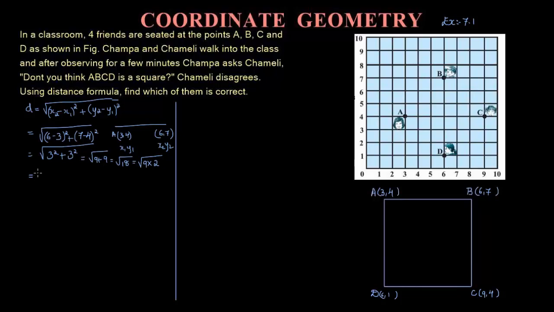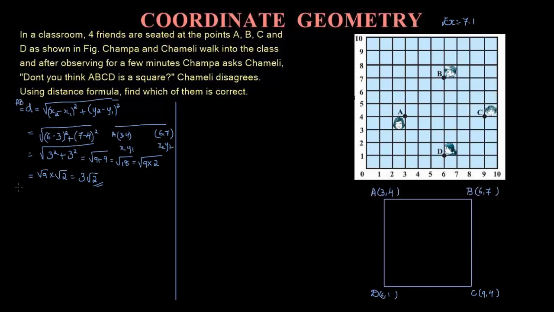So square root of 9, let me separate it using the indices law. Then you will get 3 into root 2. The square root of 9 is 3, and the multiplication sign is understood, then I write root 2. So this is the answer you got for the distance. Here we are talking about AB, so let us write AB.